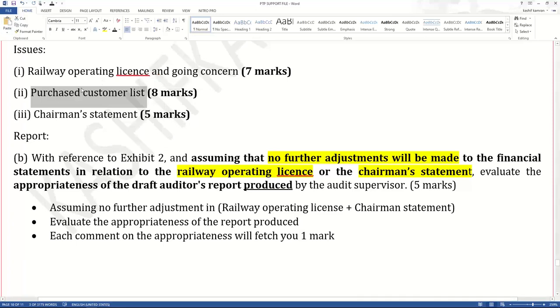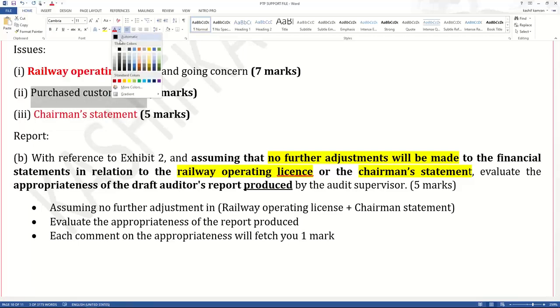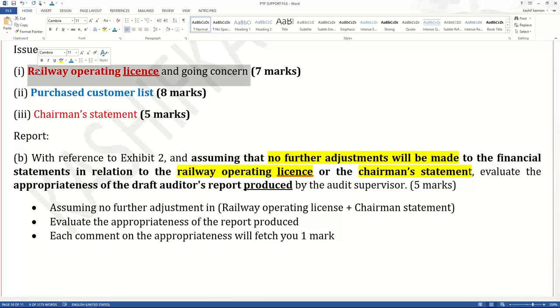So there are two areas, the railway operating license, where the management disagrees with the auditor, and the chairman's statement, where the management disagrees with the auditor. But there is the purchased customer list, where the management agreed with the auditor, or the auditor agreed with the management. At least both are on the same page. Do you agree with me? On the purchased customer list, the auditor and the management are on the same page. Right? Who is asking that going concern question? Railway operating license and going concern is one issue, right? The examiner is using the short form, railway operating license. Railway operating license and going concern is one accumulative issue, right? So don't get distracted that railway operating license and going concern are two different issues. That is one complete statement, railway operating license and going concern, right?